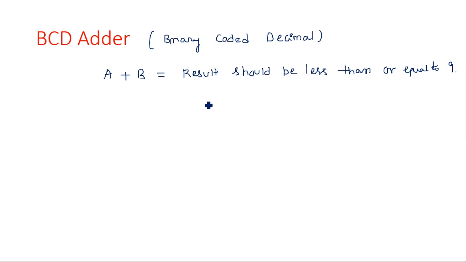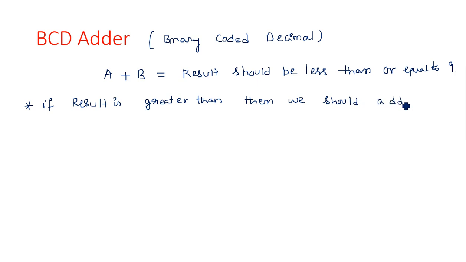This concept we have already seen in the beginning of this subject STLD. What do you mean by BCD and how to add the 6? So when you are adding A and B, two 4-bit numbers, if the result is greater than 9, then we should add 6 to the result.